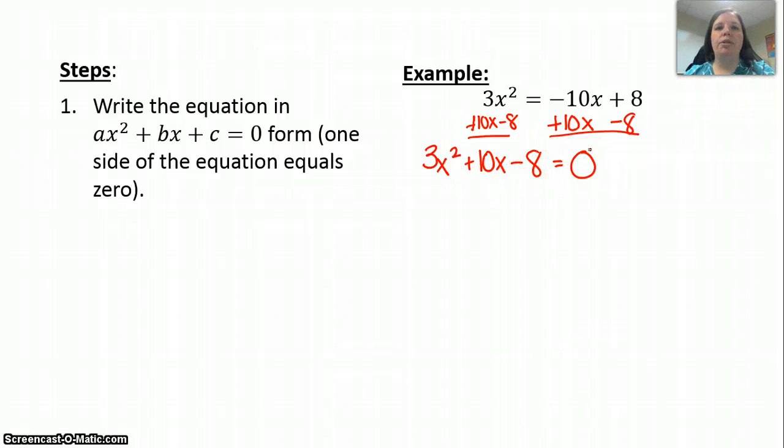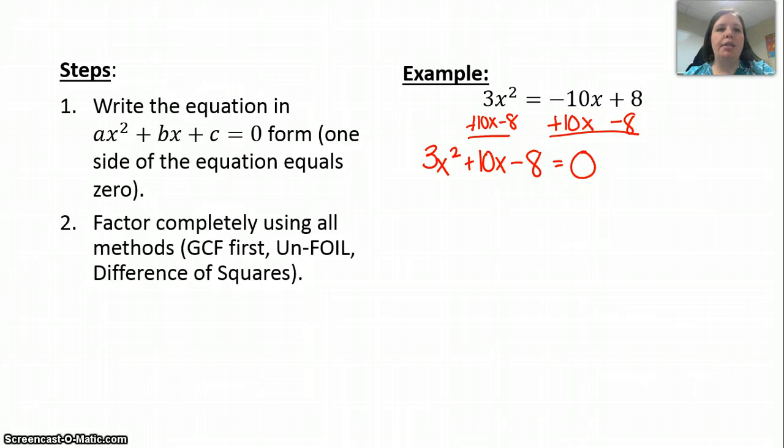So now one side is equal to 0. Why do we do that for factoring? It's so that we are going to be able to use the zero product property, which we'll do in a minute. Step 2 is you're going to factor completely using all of your methods.